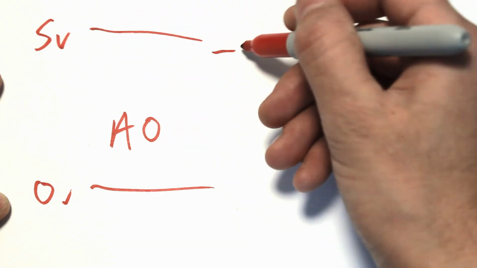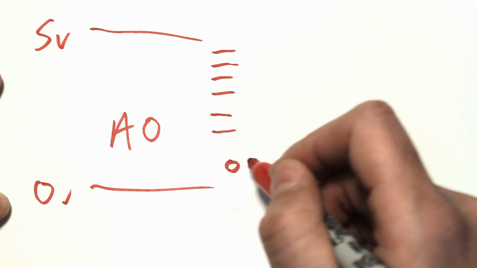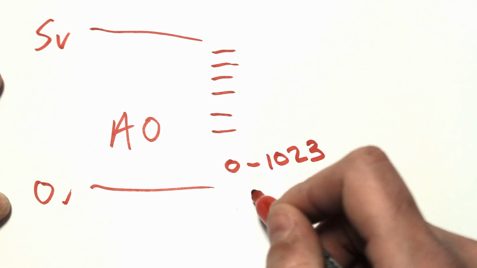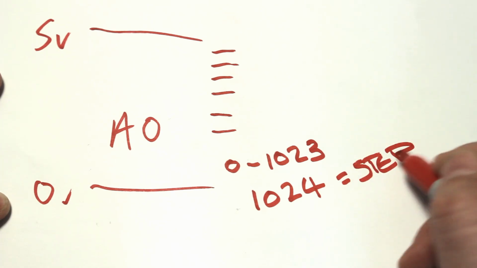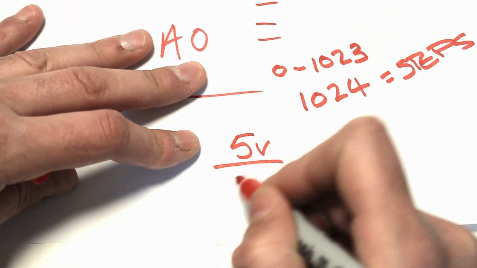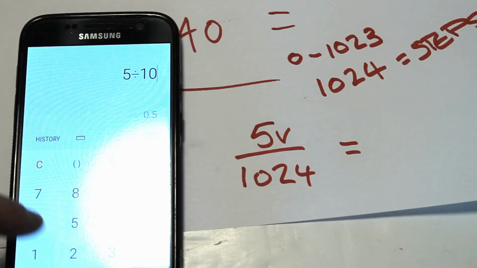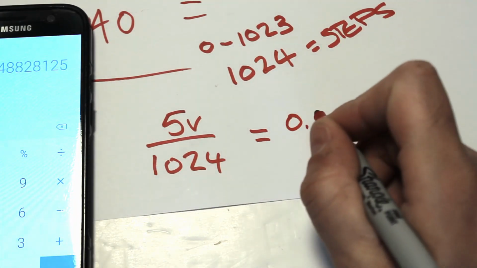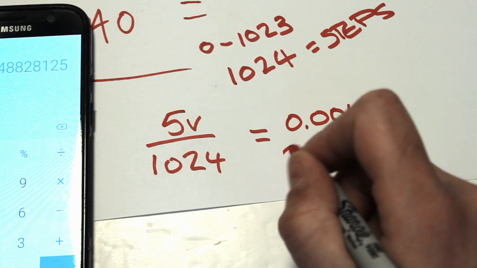Now the analog can actually read in a number of steps, and the number of steps it reads in is 0 to 1023, which is 1024 steps. So we can take 5 volts and we can divide that by 1024. 5 divided by 1024 gives us 0.0048 volts per step.